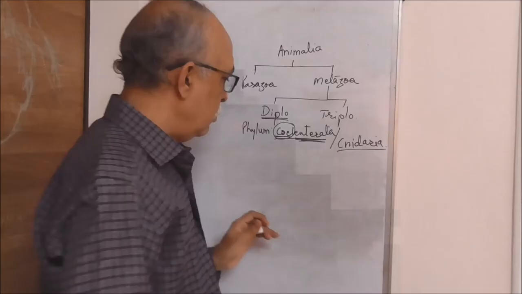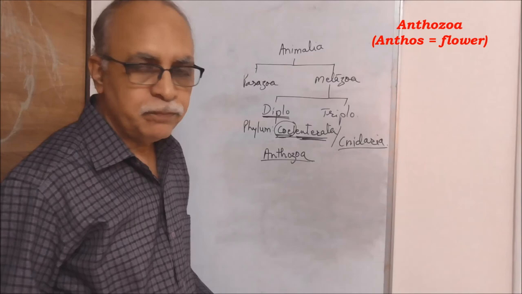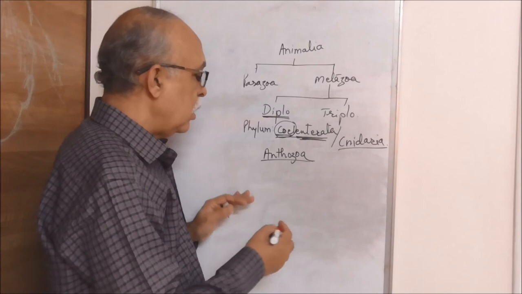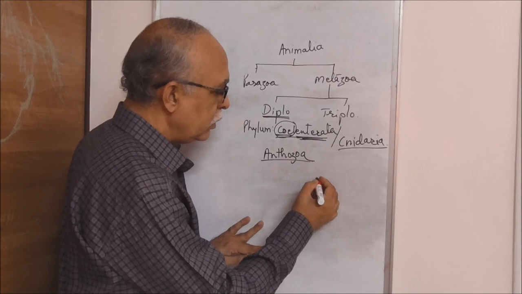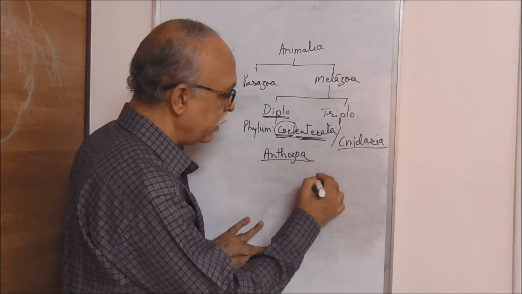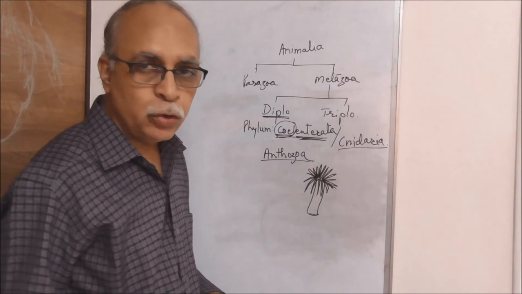Next we talk about Anthozoa, also called Actinozoa. The word anthos stands for flower. See, unlike the earlier two classes, these are exclusively polyps. Polypoid forms. Medusae would not be seen here. And here the cylindrical body is fixed to the substratum. And here there is a ring of large number of tubular tentacles, which gives it a flower-like appearance. Hence the name Anthozoa. Right in the center would be the opening of the mouth.